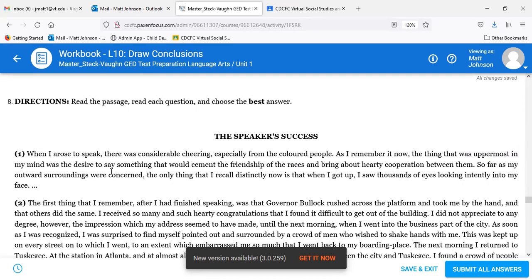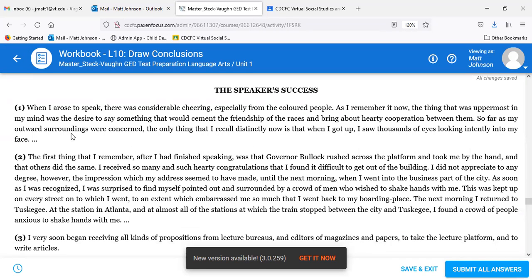It says, when I arose to speak, there was considerable cheering, especially from the colored people. As I remember it now, the thing that was uppermost in my mind was the desire to say something that would cement the friendship of the races and bring about hearty cooperation between them. So far as my outward surroundings were concerned, the only thing that I recall distinctly now is that when I got up, I saw thousands of eyes looking intently into my face. The first thing I remember after I had finished speaking was that Governor Bullock rushed across the platform and took me by the hand, and that others did the same. I received so many and such hearty congratulations that I found it difficult to get out of the building.